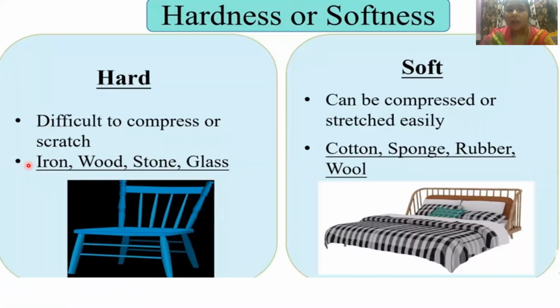So hard means it is difficult to compress or scratch. It means hard objects we cannot compress easily. For example, iron, wood, stone, glass. While in soft materials we can easily compress them, or we can say scratch them easily. For example, cotton, sponge, rubber, wool.